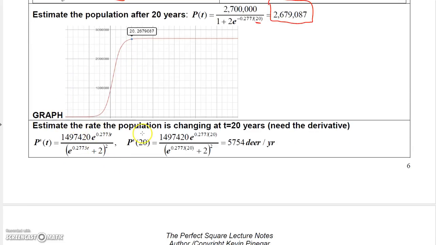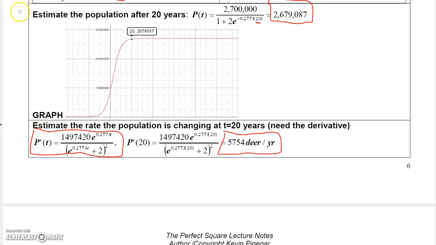This says estimate the rate the population is changing at 20 years. Now, you need the derivative. I know I didn't actually show you how to find the derivative, but anytime it asks for the rate the population is changing, or the rate something's changing, you're going to need the derivative. So take the derivative. I'll be honest, I cheated here, I just used a program. But take the derivative and then plug 20 into the derivative everywhere you see t. Based on this derivative, the population is growing at a rate of 5,754 deer per year at 20 years.